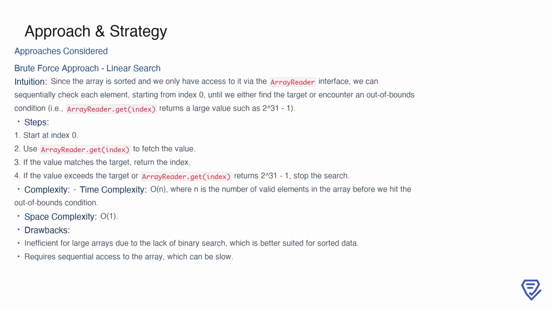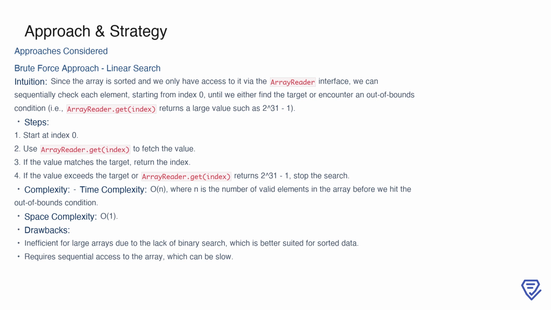To begin solving this problem, one intuitive approach is a brute force method, specifically a linear search. The idea here is straightforward: since the array is sorted, we can iterate through it sequentially, beginning at index 0. We use the arrayReader.get function to fetch each element. If the value matches the target, we return the index. If the value exceeds the target, or if the arrayReader.get function indicates we're out of bounds by returning a large sentinel value like 2^31 - 1, we terminate the search.